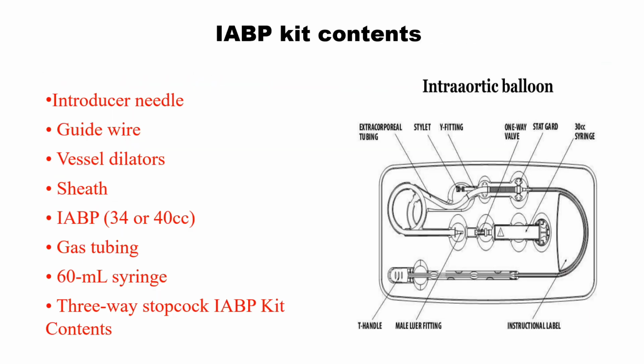Next we'll see the IABP kit content. It includes an introducer needle, guide wire, vessel dilators, sheath, IABP balloon of 34 or 40 cc, gas tubing, 60 ml syringe, and 3-way stopcock, which is the IABP kit content. This is all used for IABP monitoring.